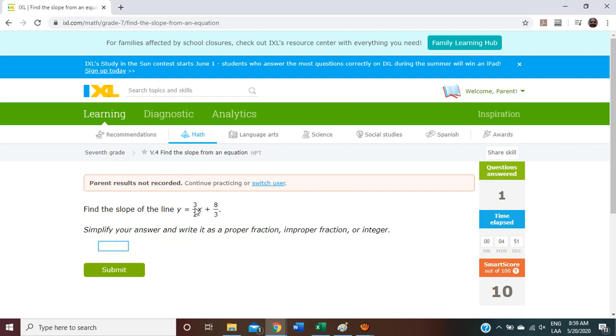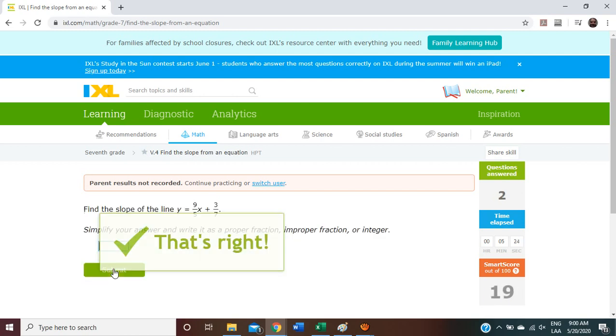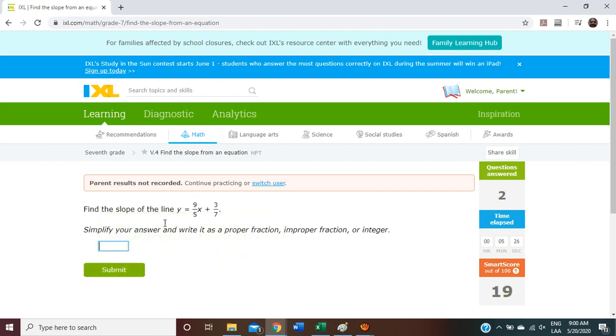Now, we have the variable x, and we have 3 halves right here. That is our answer. We have a fraction, and it is an improper fraction. Why is it improper? Because it's higher than 1. We are just going to ignore the rest of the equation and focus on the coefficient, the number that is with the x. We submit. In this case it is 9/5.